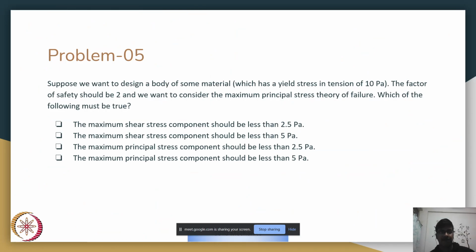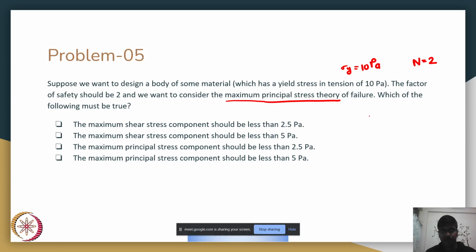Problem number 5. Suppose we want to design a body of some material which has a yield stress in tension of 10 pascal. So we are given sigma y is 10 pascal. We are also given that the factor of safety should be 2. So n is equal to 2. And we are told that we should consider the maximum principal stress theory of failure. Which of the following must be true?